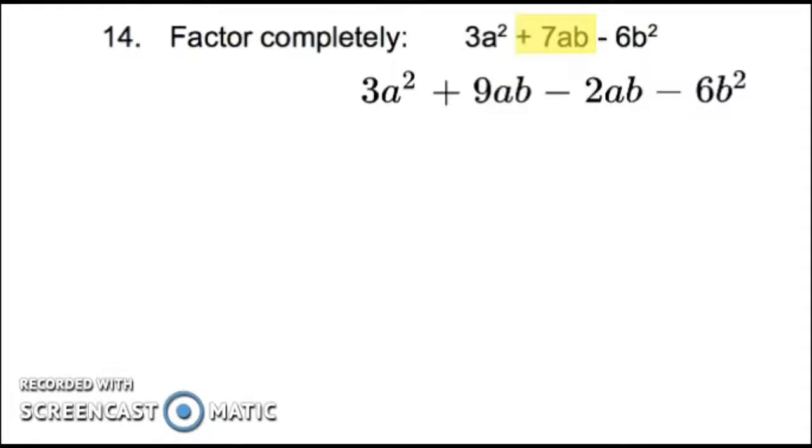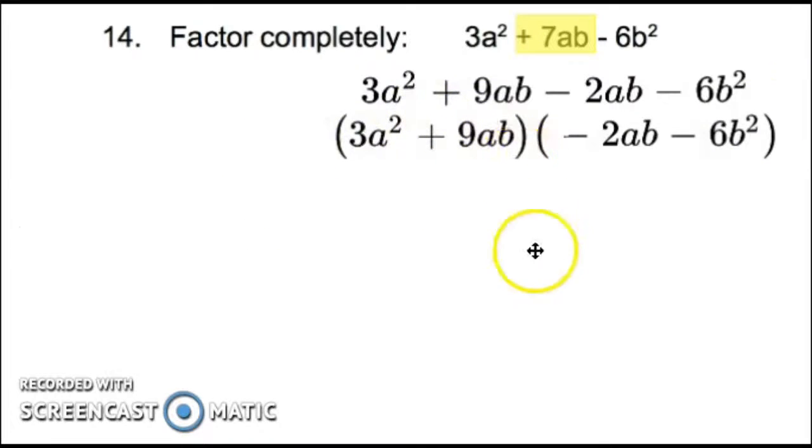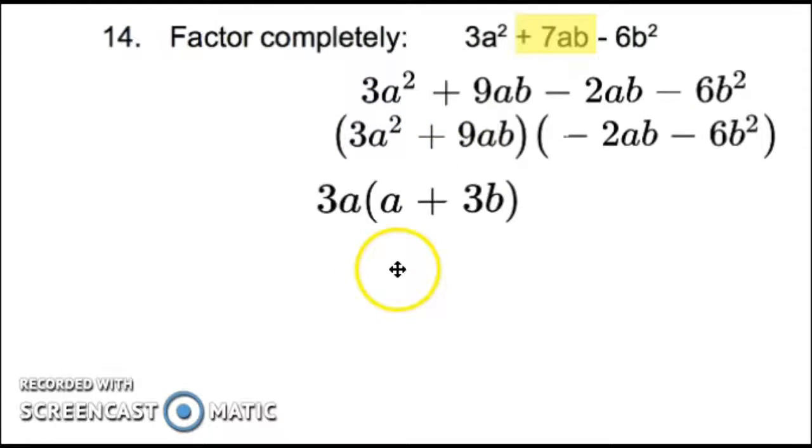So now we can put parentheses around the first two and second two terms. So we have 3a squared plus 9ab. So the GCF of the first one will be, they both have a 3 we can divide out, and we can take out an a. So 3a, and when we divide it, we'll just be left with a in the first term, and 3b for the second one.